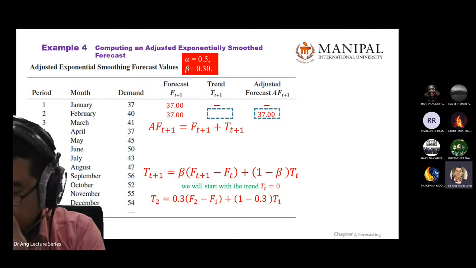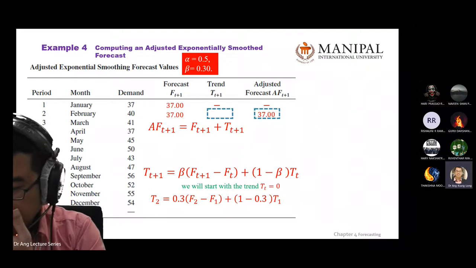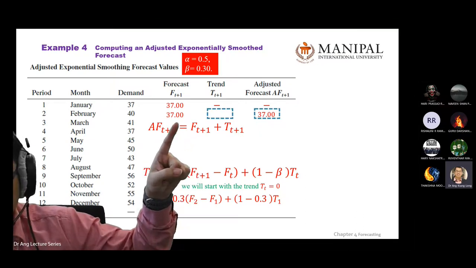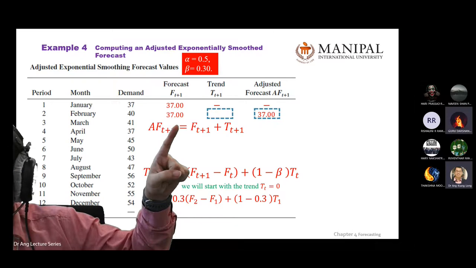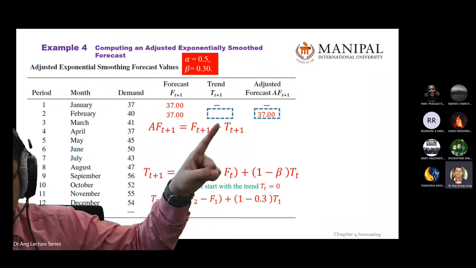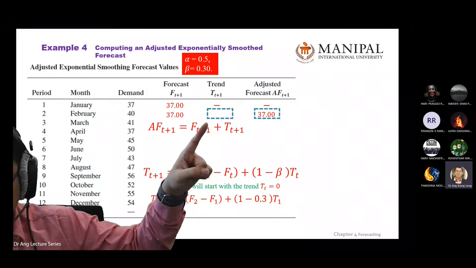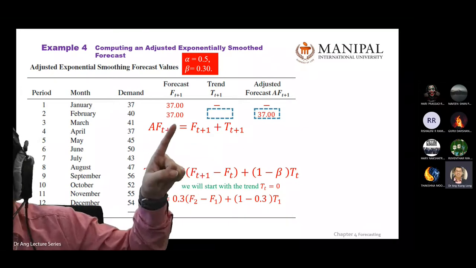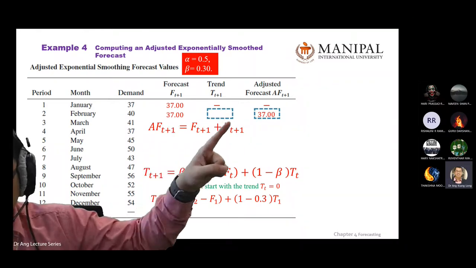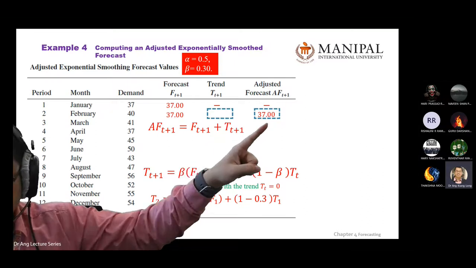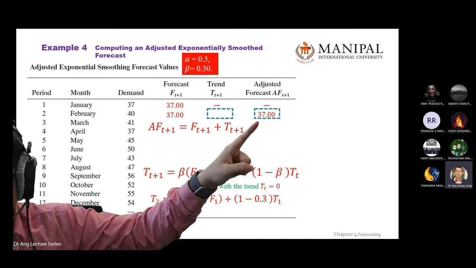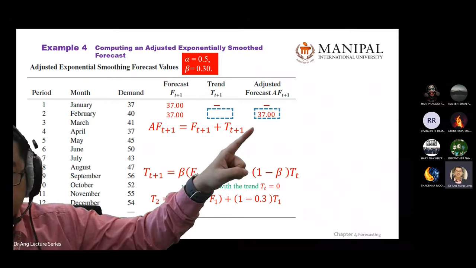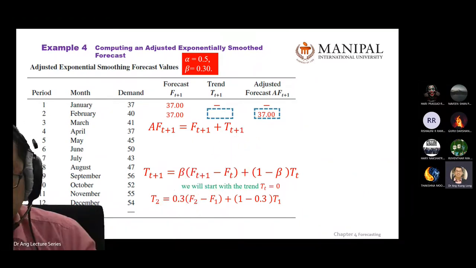38.95? Yes, sir. Okay, your forecast for March just now is 38.85, right? Correct? Yes, sir. Then your trend is 0.45. Yes, sir. So here you have something 0.85. Here you have something 0.45. How come you get something? What's your answer here? 38.95. Where does the additional 0.05 come from?